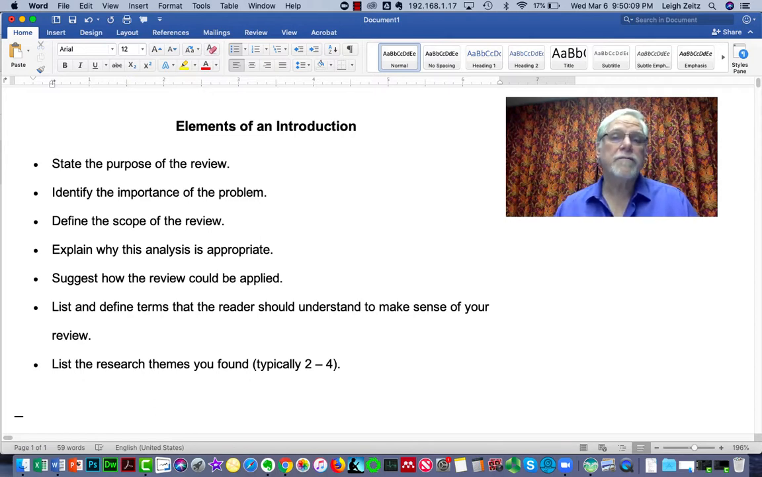Now, I have listed down here 7 different elements on writing an introduction. So let's go through it. I'm going to go through it with you, and then I'd like to show you some examples.